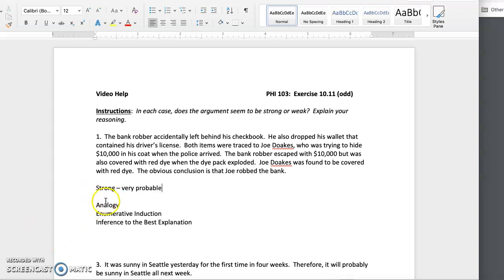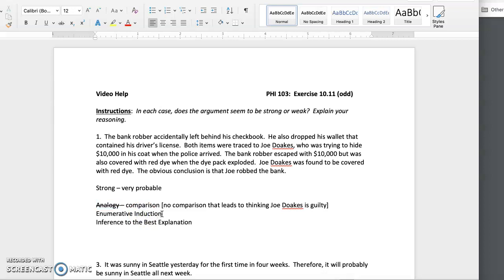Now, if we were trying to figure out what kind of inductive reasoning this is, we would rule out analogy, because analogy is a comparison, right? And there's no comparison being made here. Joe Dokes is not being compared to anything else that leads to thinking Joe Dokes is guilty. So we can rule out analogy for this one.